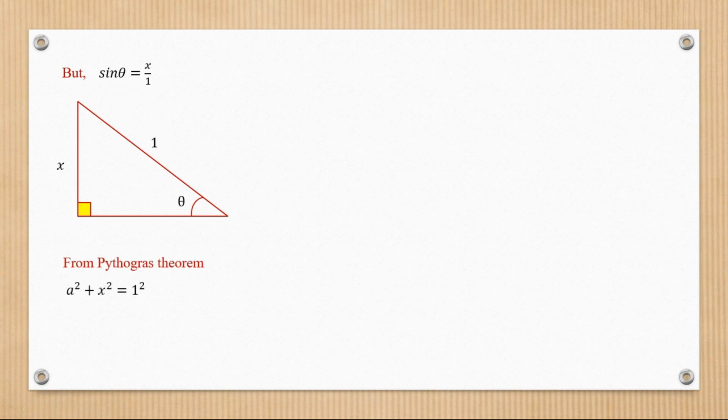So from Pythagoras theorem, we know that a squared plus x squared is equal to 1 squared. So if we make a squared the subject, it shall be equal to 1 minus x squared, then a shall be equal to root of 1 minus x squared. So therefore it means that cos theta, remember cos is actually equal to adjacent over hypotenuse, is root of 1 minus x squared over 1.